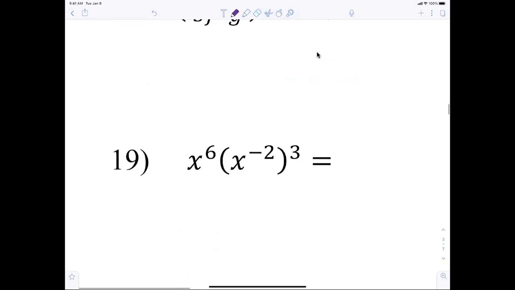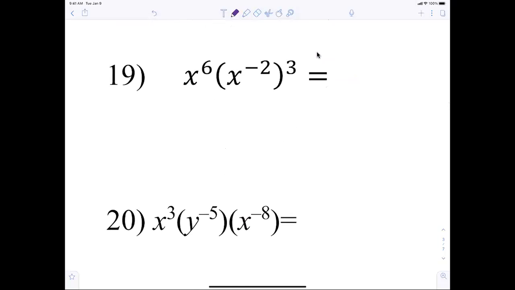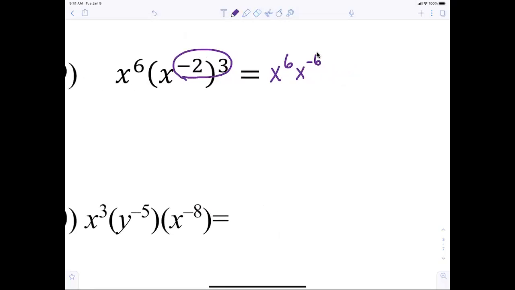Continuing on, 19. Oh, this is a good one. Power to a power, what's the rule? Multiply. So now I have x to the 6th times x to the negative 6. There are lots of ways to do this, but I would prefer that you say that's just x to the 6th over x to the 6th. And anything divided by itself is what? 1. The other rule is you could just add the exponents and say that's technically x to the 0. And anything to the 0 power is still what? 1. Same answer.